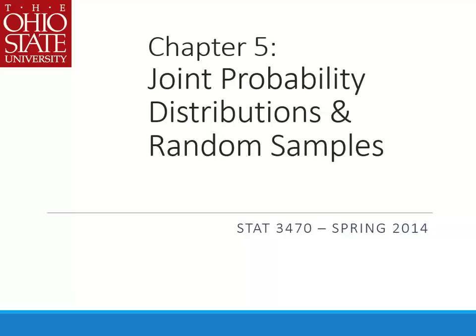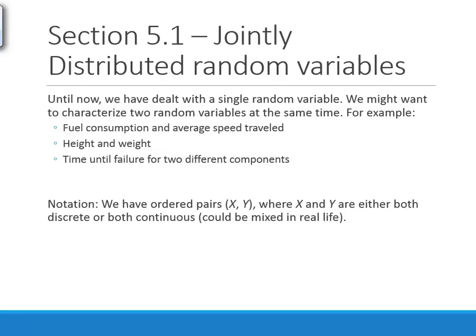Here in chapter 5, we're talking about something called joint probability distributions and random samples. So we'll start off with the joint probability distributions. And just as a little bit of an intro, thinking back to what we've talked about in all three chapters so far in this course, but definitely chapter 3 and 4, we've talked about just a single random variable, right? So a single discrete random variable or a single continuous random variable, and we talked a lot of details about those types of situations. But you could imagine many cases where you would want to consider more than one random variable.